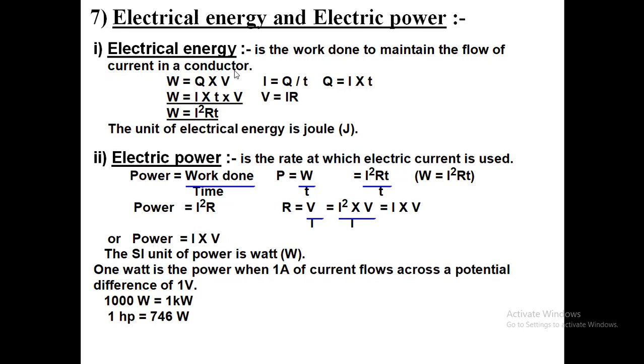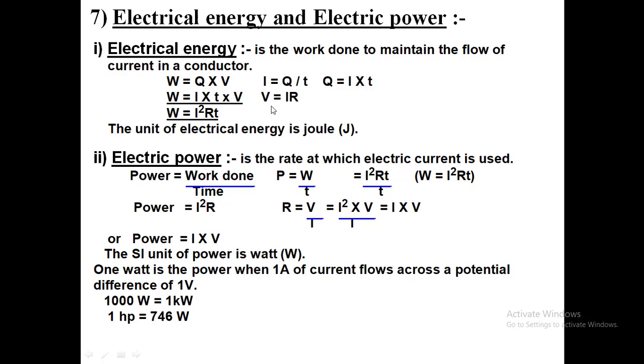The work done to move the charge, whenever you apply potential V across the ends of the conductor, is W equal to Q into V. This we have learned in potential difference, because potential difference is nothing but work done per charge. So W equal to Q times V. Now, what is the definition of current? Rate of flow of charge, that is Q by T, charge per unit time. From this, if you write the expression for charge as I into T, and substitute here, you are going to have work done equal to I into T into V.